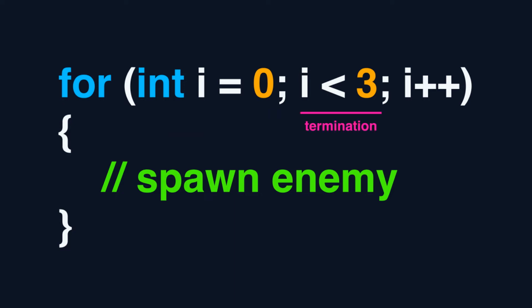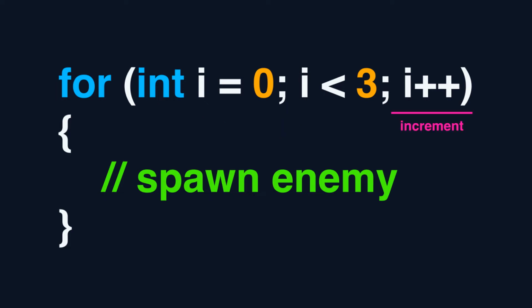Then we have the termination section. It defines the condition of the loop. The loop runs while the condition is true. When it returns false, the loop terminates. The condition uses a variable created in the initialization section. So the variable starts at 0 and the loop runs while its value is less than 3.